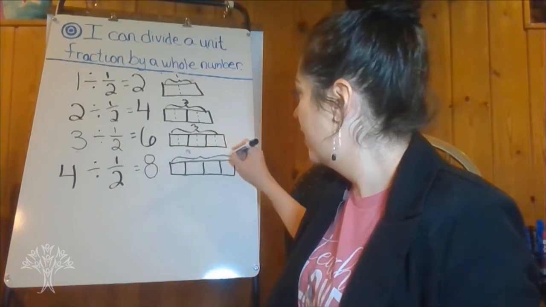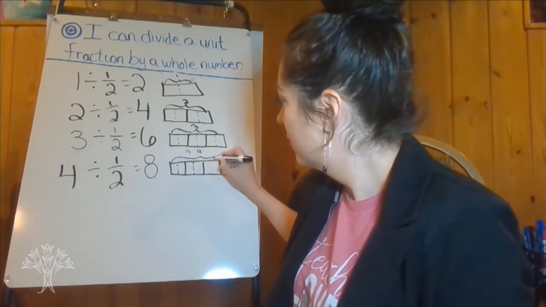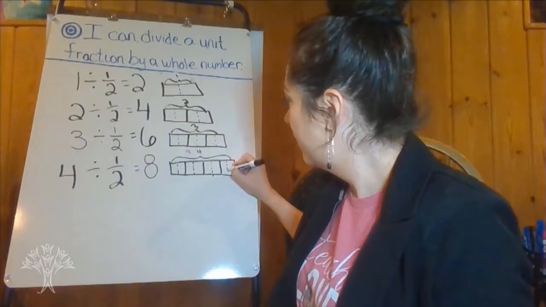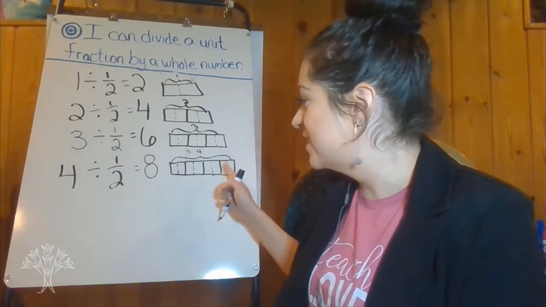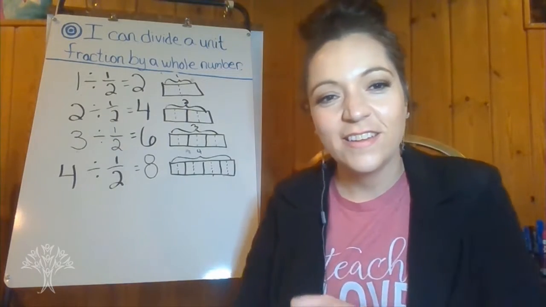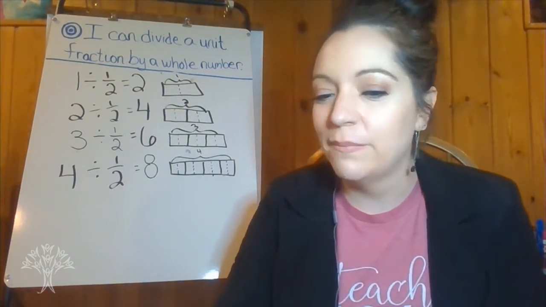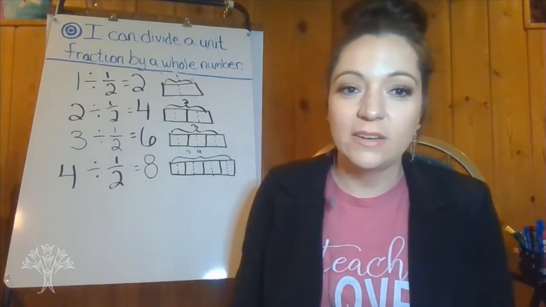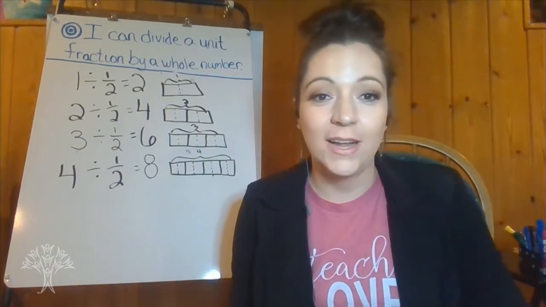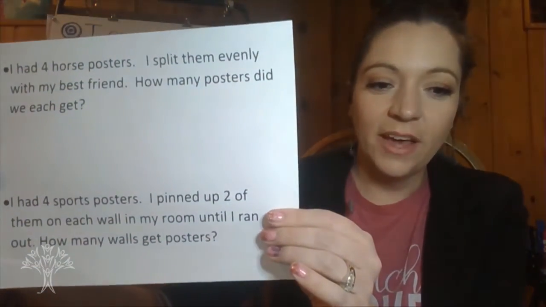The whole thing is 4 divided by 1/2. How many halves? 1, 2, 3, 4, 5, 6, 7, 8. How'd you do? All right, that was a quick review from last time. We're also going to review the difference between sharing and grouping division, and I have 2 problems for you right now, so get ready. Okay?